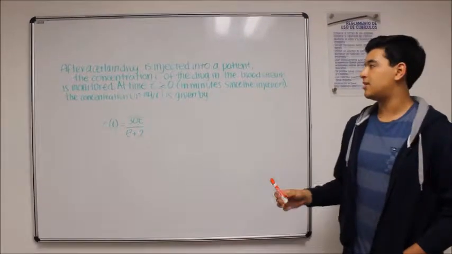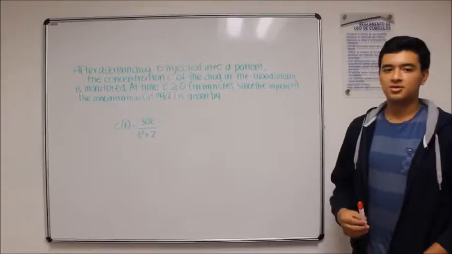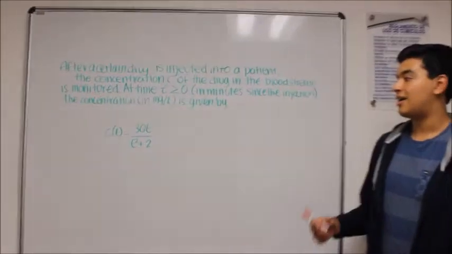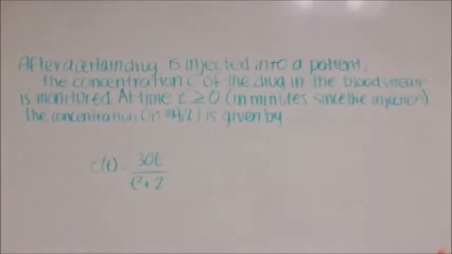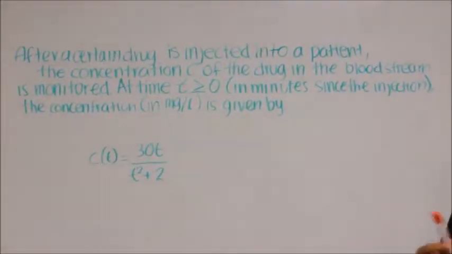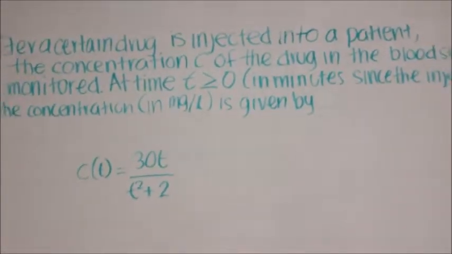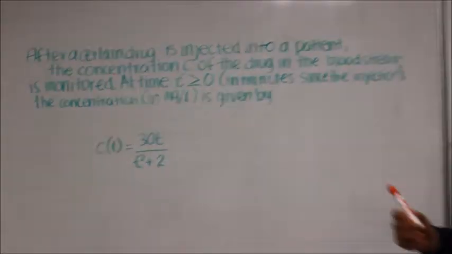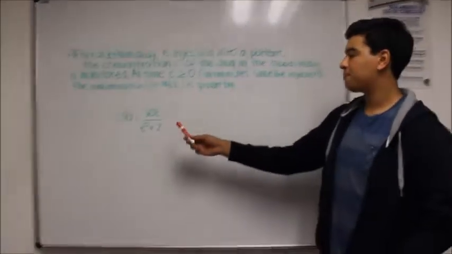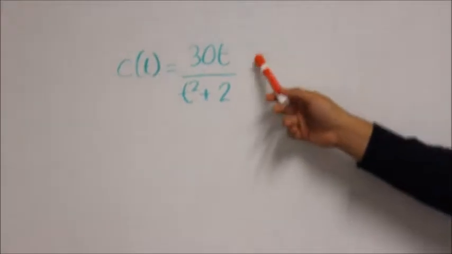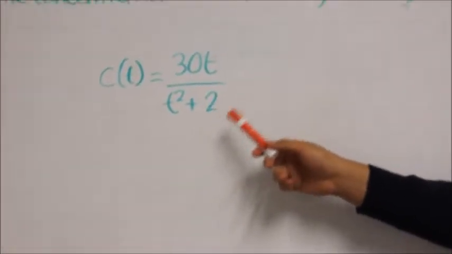After a certain drug is injected into a patient, the concentration C of the drug in the bloodstream is monitored. At time t ≥ 0, in minutes after the injection, the concentration in mg/L is given by the equation C(t) = 30t / (t² + 2).